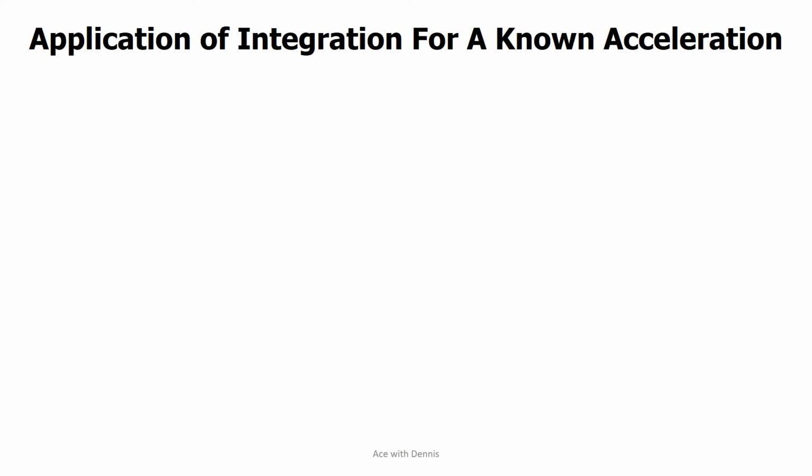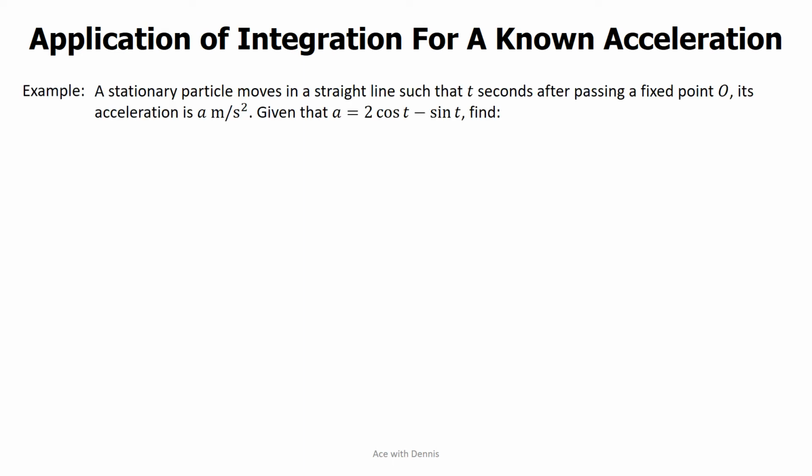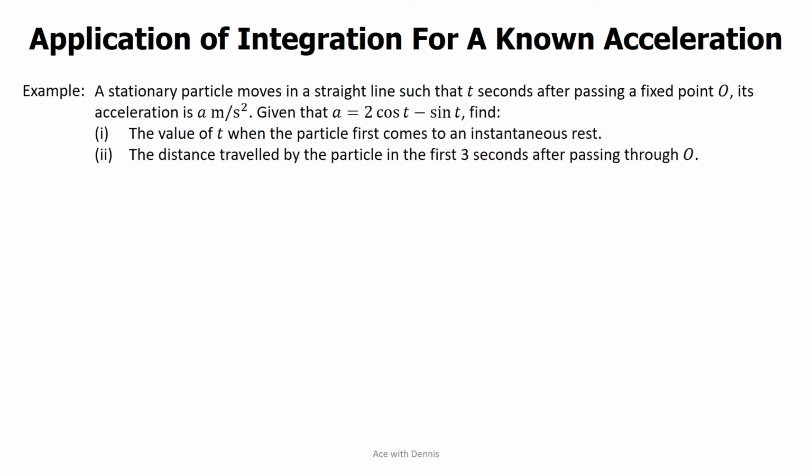Next, we want to talk about the example where the equation of acceleration is known. Here is the example. A stationary particle moves in a straight line such that t seconds after passing a fixed point O, its acceleration is a meters per second squared. Given that a equals 2 cosine t minus sine t, find 1. The value of t when the particle first comes to an instantaneous rest. 2. The distance traveled by the particle in the first 30 seconds after passing through O.